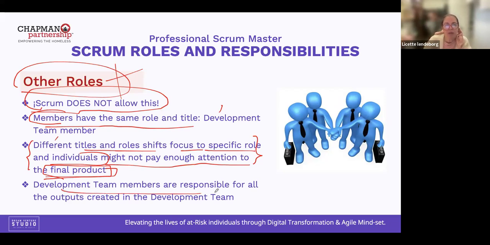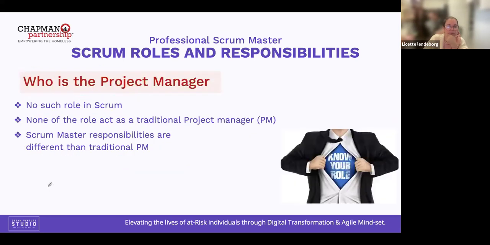So the development team members are responsible for all the outputs created in the development team. You see, the development team members are responsible for all the increment created. It's not only one. It's not, okay, I'm going to deliver this feature because I'm the best, and I don't care about you guys. You can do whatever you want. No. The increment is my responsibility. That's why it's team collaboration like never before in traditional collaboration.